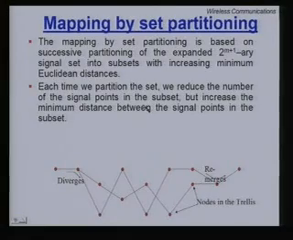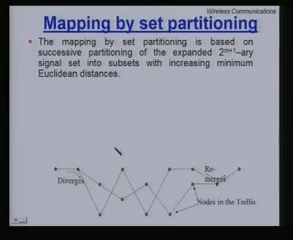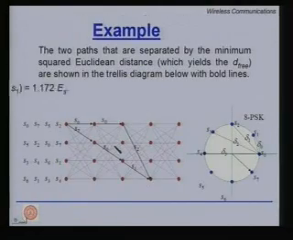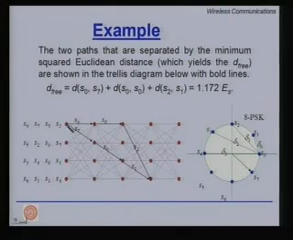Now, let us talk very briefly about mapping by set partitioning. So, the question is, how do you map? What is the best way to assign the 3 bits to the different symbols? How do you write symbols on the branches? If you go back and look at the trellis diagram, part of coming up with a good code is to put certain symbols on top of the branches. So, the question we are addressing is, how do we put these symbols?